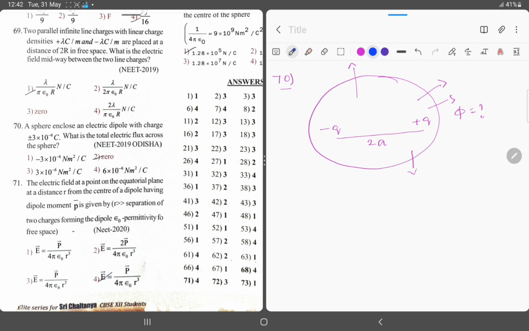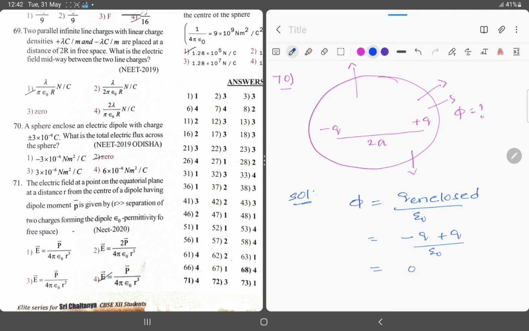Electrical flux is equal to question mark. Let us find out the electrical flux through the closed surface. Flux formula: charge enclosed divided by epsilon naught. But what is the charge enclosed in the closed surface? Sum of all the charges in the closed surface, minus q and plus q, divided by epsilon naught.